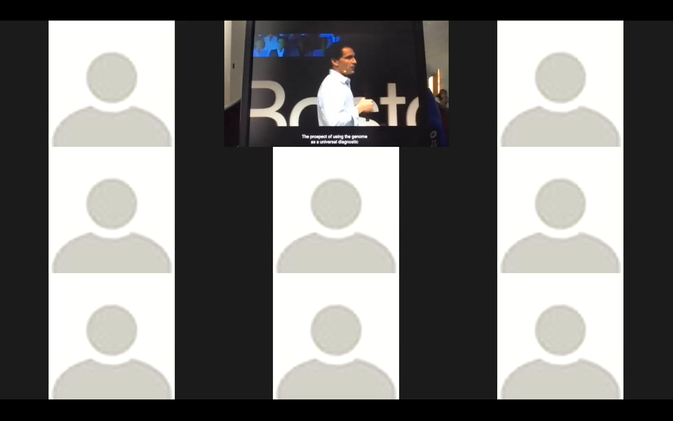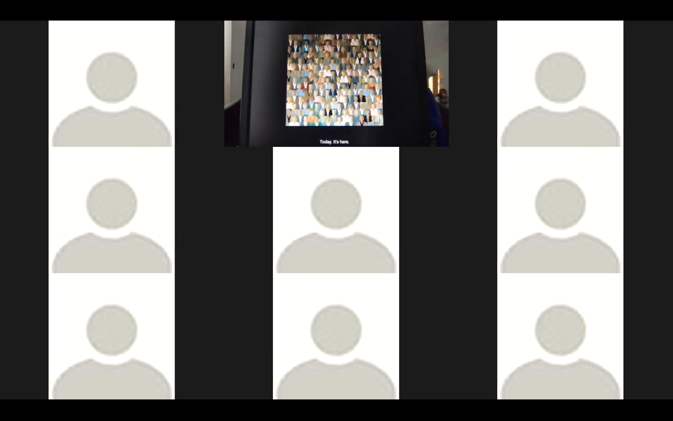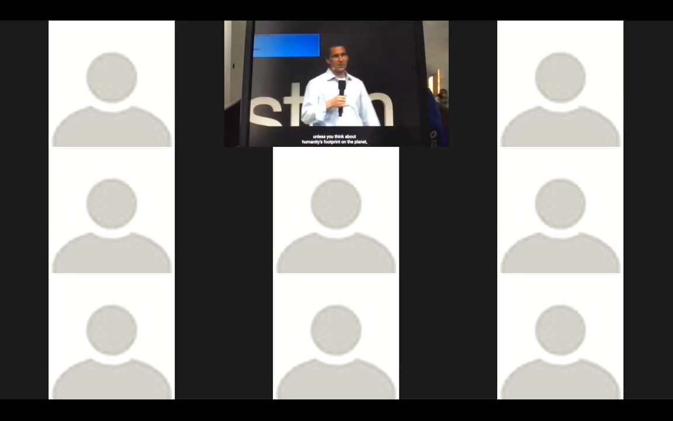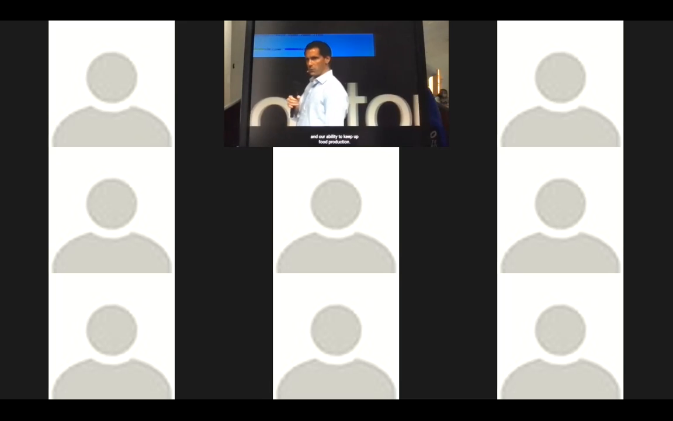The prospect of using the genome as a universal diagnostic is upon us today. Today, it's here. And what it means for all of us is that everybody in this room could live an extra 5, 10, 20 years just because of this one thing, which is a fantastic story, unless you think about humanity's footprint on the planet and our ability to keep up food production.